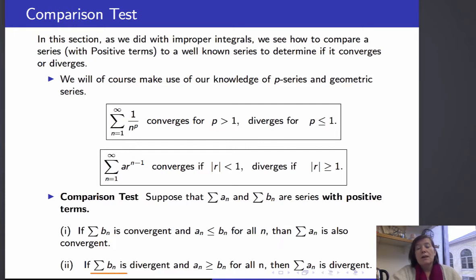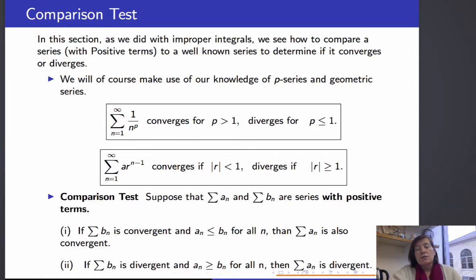Now the second part of the test says that, suppose again I have the two series, the sum of an and the sum of bn, and this time I know that the sum of bn is divergent. And also suppose I know that the terms an of the series, the sum an, are bigger than or equal to the corresponding terms in bn. Then I can conclude that the sum of an diverges.